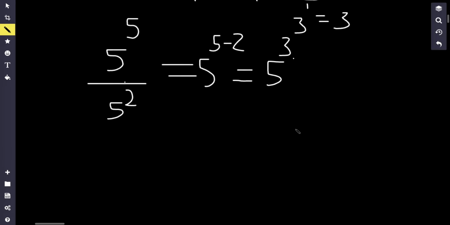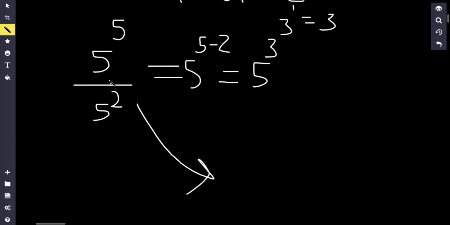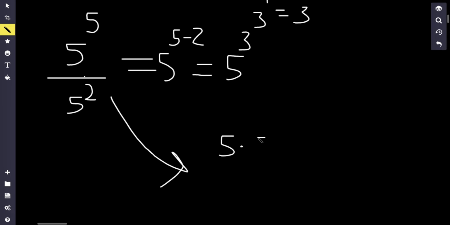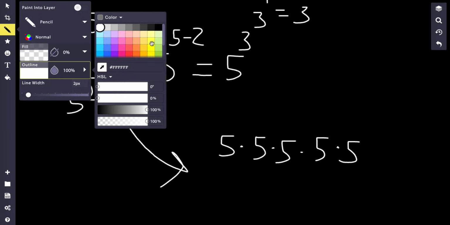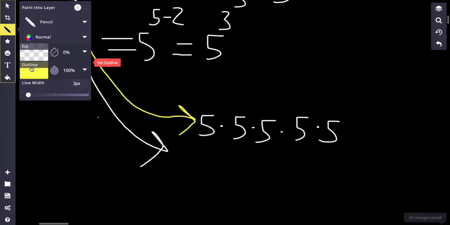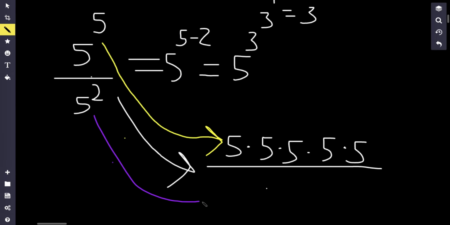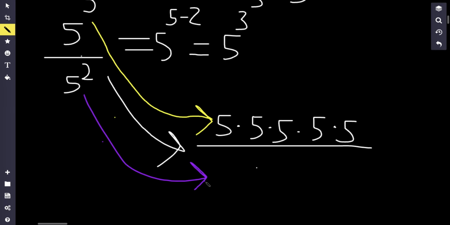And why does the quotient rule work? Well, let's take this example right over here. 5 to the 5th power divided by 5 to the 2nd power. You can write 5 to the 5th power as 5 times 5 times 5 times 5 times 5. And this is going to be divided by 5 to the 2nd power. And we know that 5 to the 2nd power, you're taking 5 and multiplying it 2 times by itself. This is just going to be equal to 5 times 5.